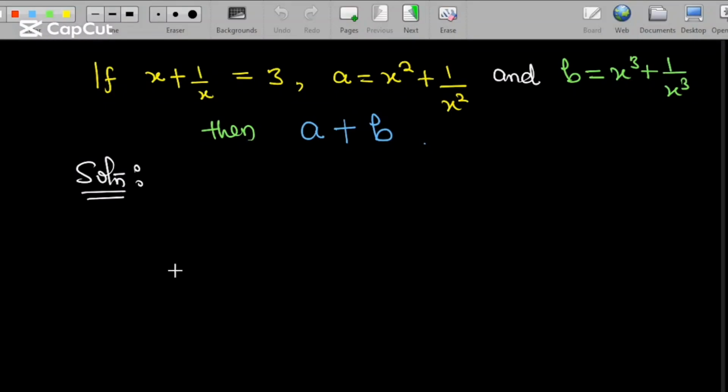Okay, so there are some problems you see in maths, and if you're not careful, the first thing that will happen to you is fear. So this says that this equation, x plus 1 over x, is equal to 3, and then A is equal to this one, and B is equal to this, and we are asked to get A plus B. Okay, so what are you expected to do?